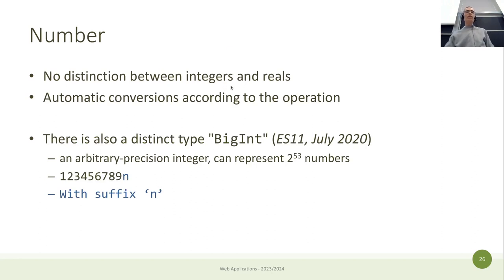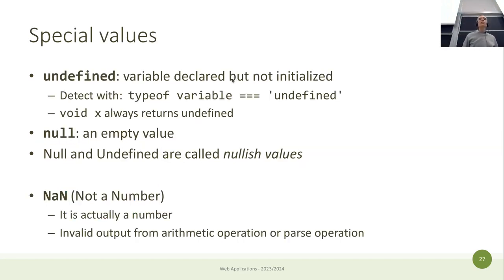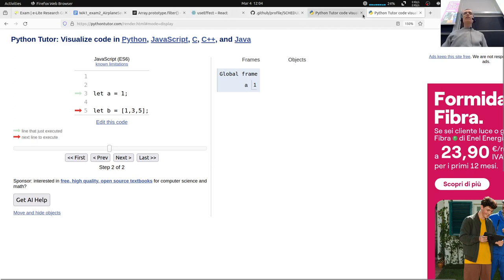Number: I already said there's no difference between integers and reals. You see what comes in recent versions of languages. Sometimes you want big numbers, big integer numbers, other types, etc. That's why they periodically revise the standard. But we are not really interested in this aspect. This is just an example. Anyway, integers and reals are numbers for the basic JavaScript, the ES6. And then there are special values, the undefined, that we will find in many places.